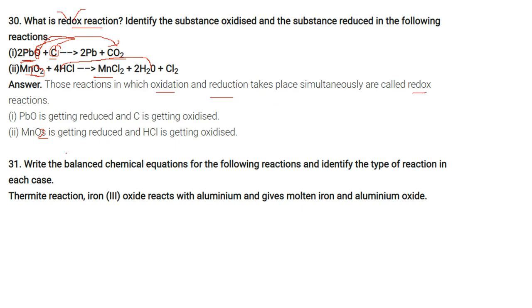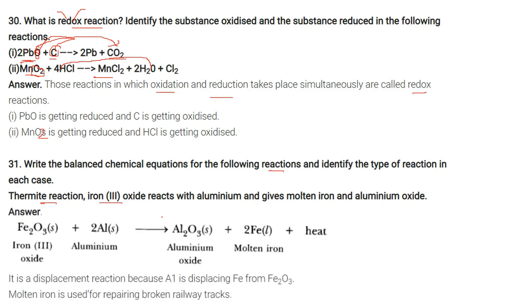as redox reaction. Write the balanced chemical equation for the following reaction and identify the type of reaction in each case. Thermite reaction: iron oxide reacts with aluminium and gives molten iron and aluminium oxide. So this is Fe2O3, which is iron oxide. This is aluminium. When they combine, they form aluminium oxide, the molten iron, and heat is liberated.